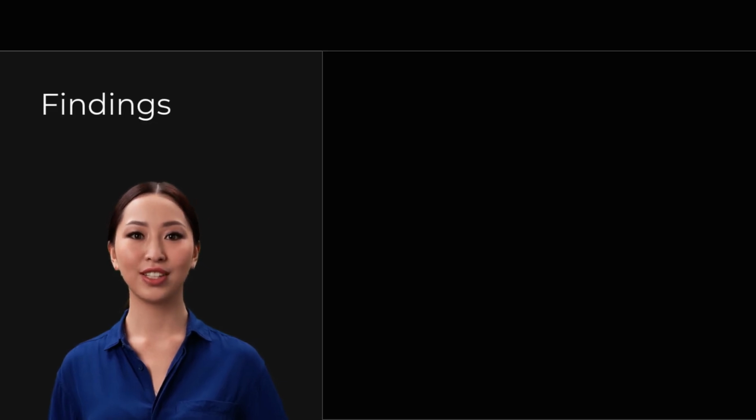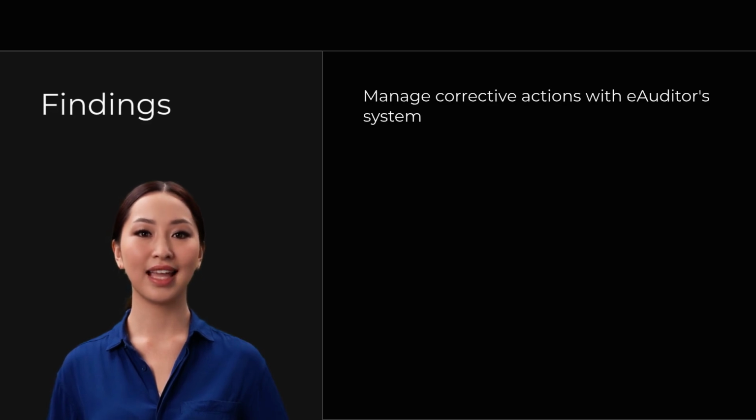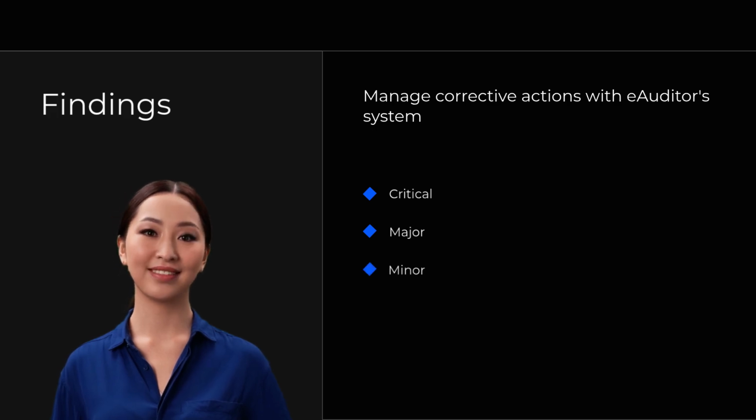Classify findings as critical, major, or minor. Use eAuditor's system to manage corrective actions. Record issues with detailed descriptions and evidence. Assign actions to responsible teams and track progress. This process ensures issues are resolved efficiently and effectively.